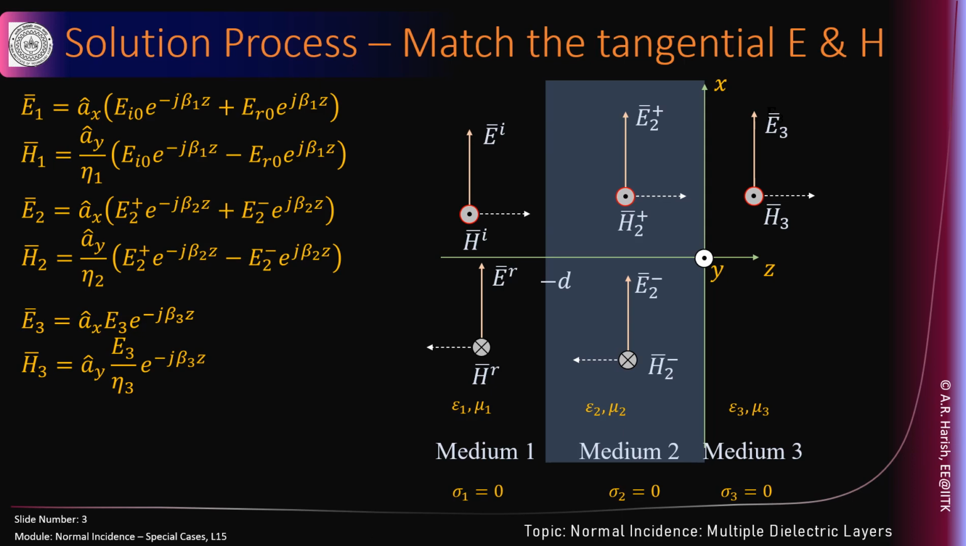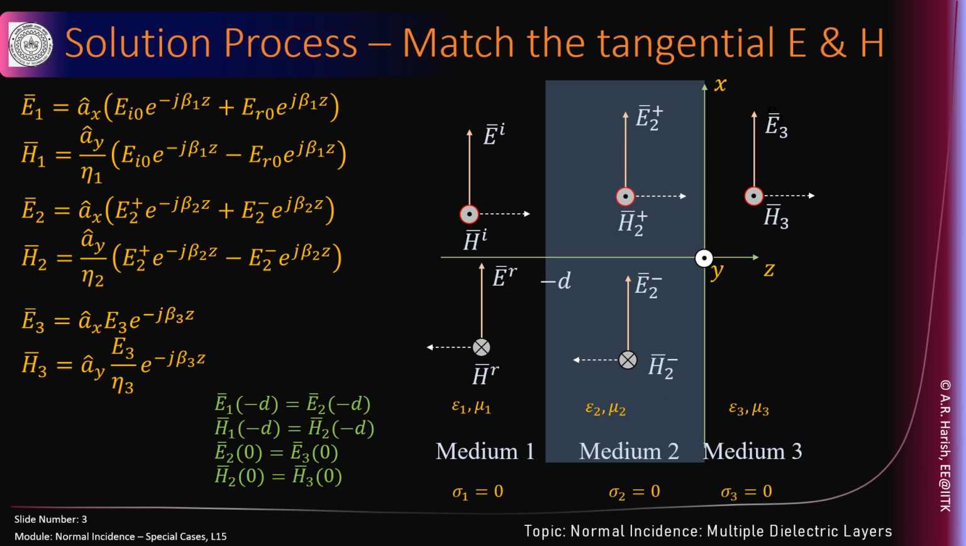Yes, we have to satisfy the boundary condition. What are the boundary conditions? Continuity of electric and magnetic field, the tangential components of that. That is E1 equal to E2, because E1 is Ax and E2 only has x component. X component is tangential to that surface at z equal to minus d. Therefore, E1 equal to E2 at z equal to minus d. H1 equal to H2 at z equal to minus d. Similarly, E2 equal to E3 at z equal to 0 and H2 equal to H3 at z equal to 0.